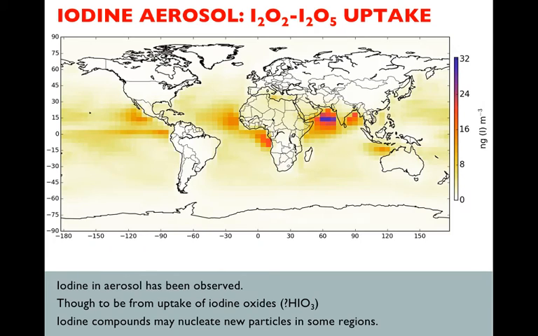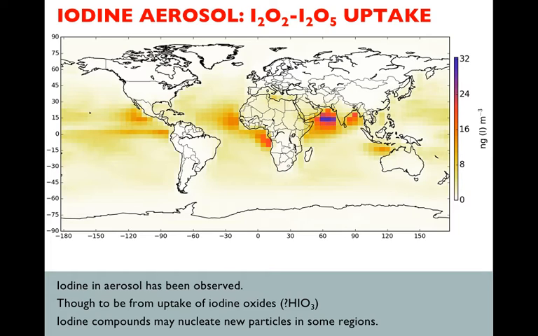The higher iodine compounds, so I2O2, I2O3, I2O4, I2O5, we think can disappear onto aerosol to make iodine aerosol. This is a map of the iodine aerosol mass concentration. If you compare it to the sulfate aerosol, in places which have very low DMS emissions, the iodine can start picking up as being a reasonably significant amount of aerosol.